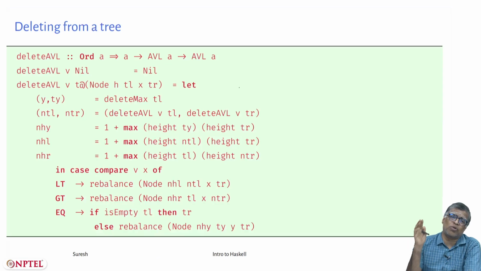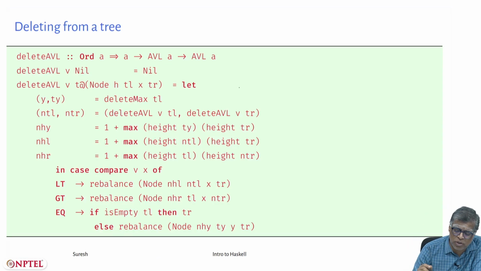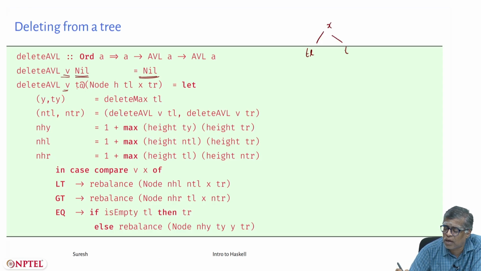Once delete max is done, you have to do the overall delete AVL. So, okay, what you do is deleting the element v from the nil tree will just result in nil. Deleting v from t, where t is of the form x TL TR.